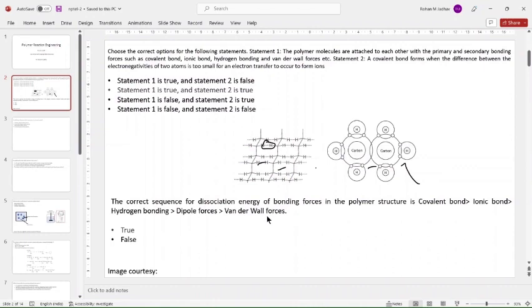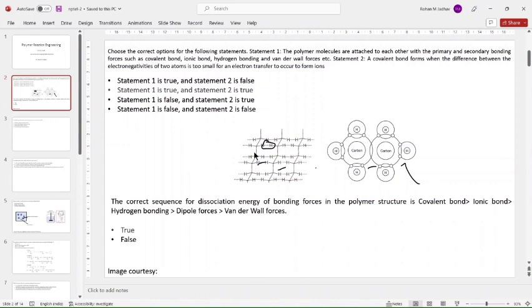Energy is high in covalent bond, next high in hydrogen bond, then dipole force, and van der Waals force is the least. This is correct, because the polymer structure's main primary force which forms the chain itself is covalent bond. So once the covalent bond itself breaks, the polymer structure starts disrupting, and it will form small chains. You understood? Yes, I understood, sir.